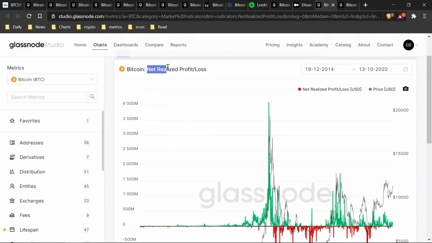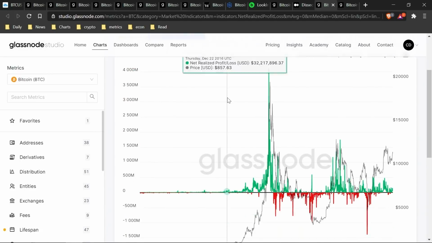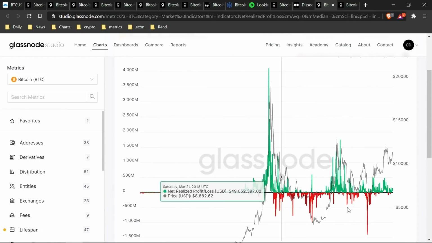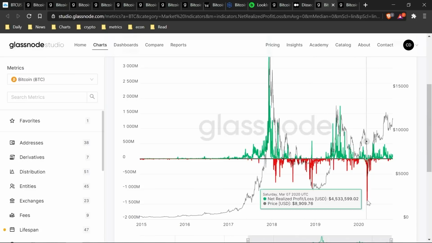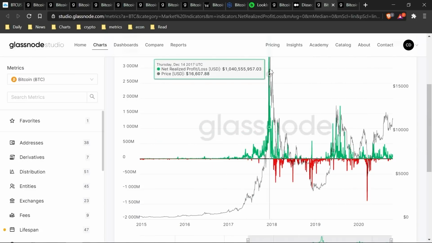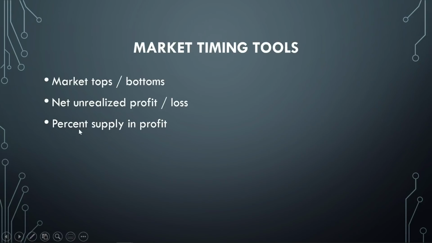And we also have net realized profit and loss. And this is just slightly different where it looks at the profit and loss for all moved coins. And just like you want to buy when there's extreme capitulation, and sell when there's extreme parabolic FOMO buying. And the second tool here is percent supply in profit.